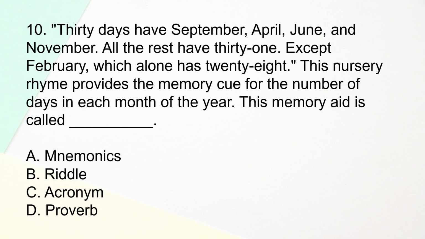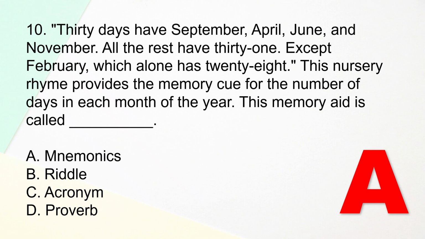Number 10, 30 days have September, April, June, and November. All the rest have 31, except February, which alone has 28. This nursery rhyme provides the memory cue for the number of days in each month of the year. So this memory aid is called blank, letter A, mnemonics, letter B, riddle, letter C, acronym, or letter D, proverb. The correct answer is letter A, mnemonics.